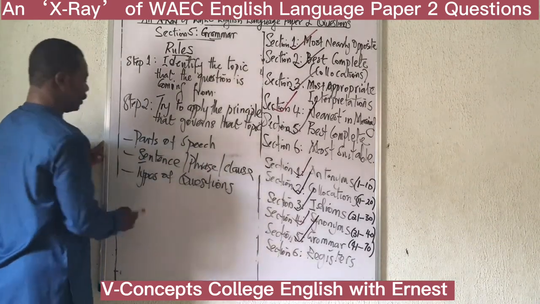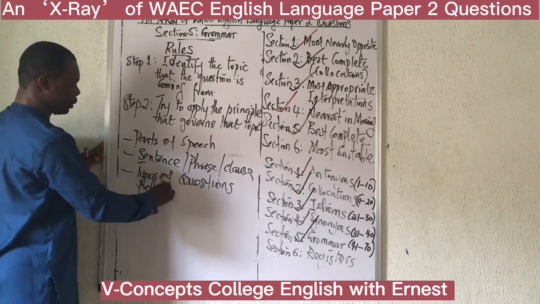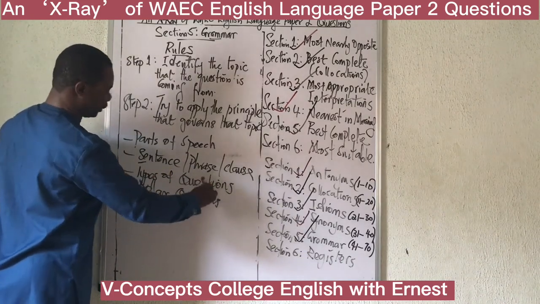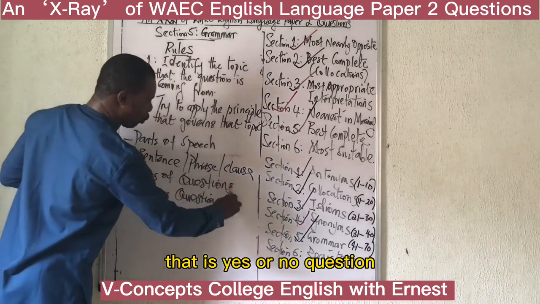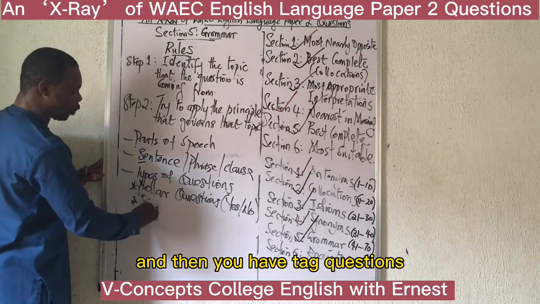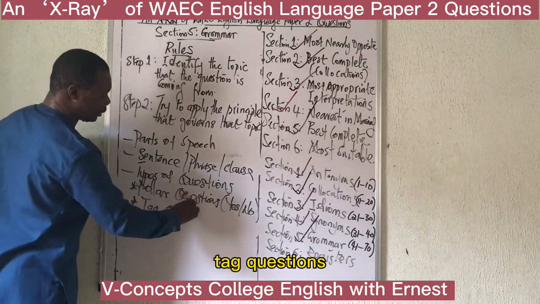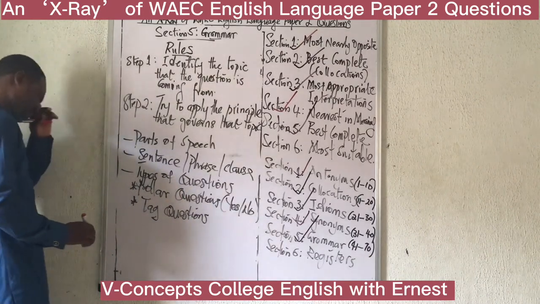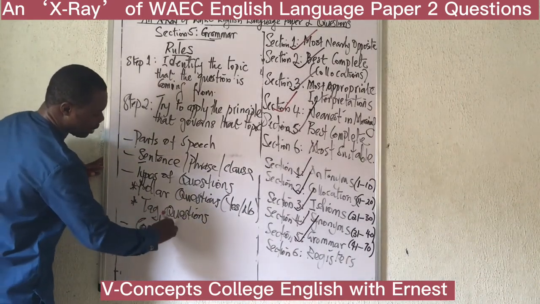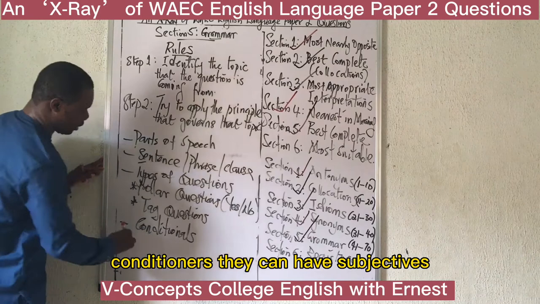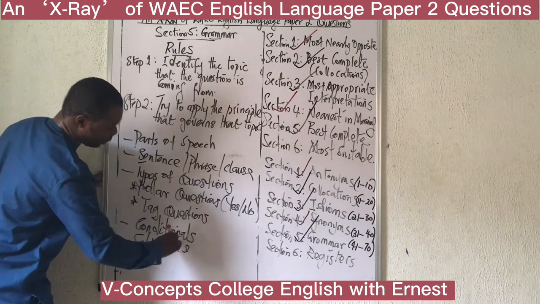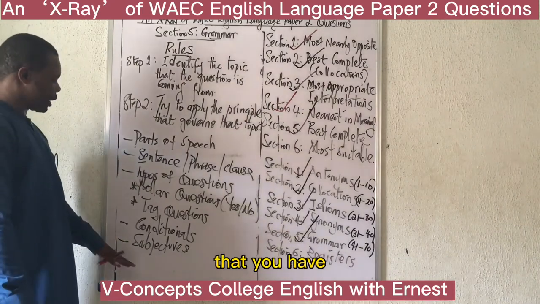And then you have the idea of types of questions. Polar questions, that is yes or no questions. And then you have tag questions. Then you can have conditionals. Then you can have subjunctives. So this is a summary of some of the questions that you have.